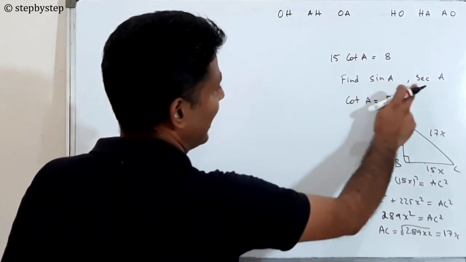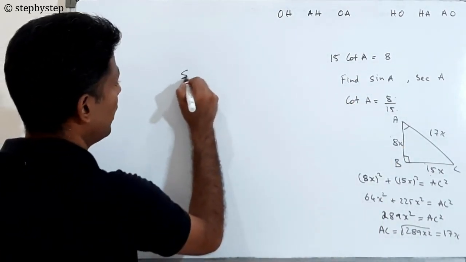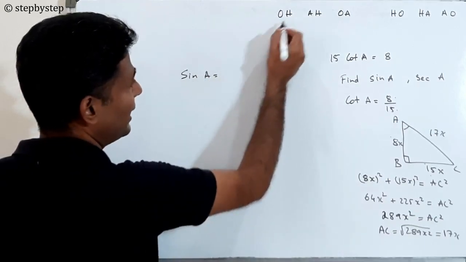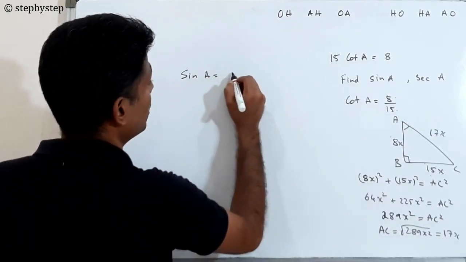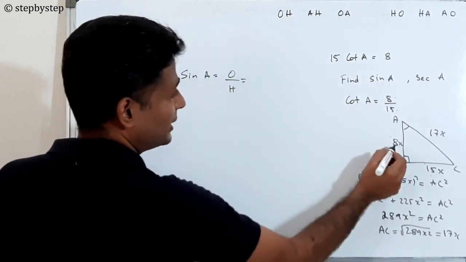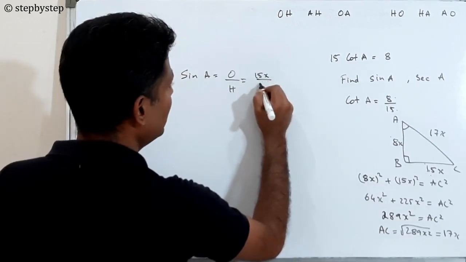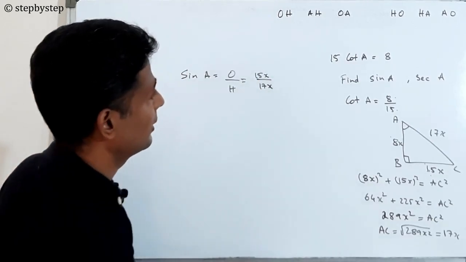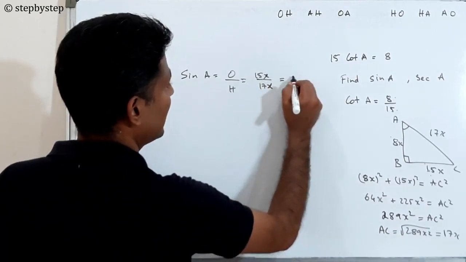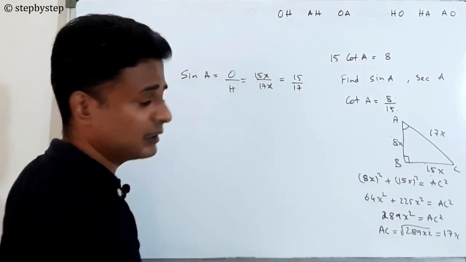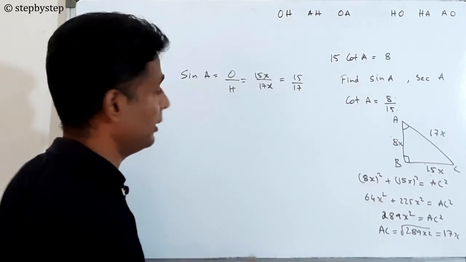Now we can find sin A and secant A. What is sin A? Opposite by hypotenuse. Angle A is here, the opposite side is this, that is 15x by 17x, right? So x and x cancel, giving 15 by 17. This is the ratio of sine of A.